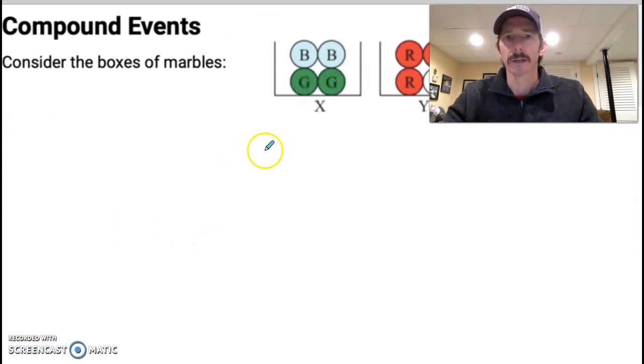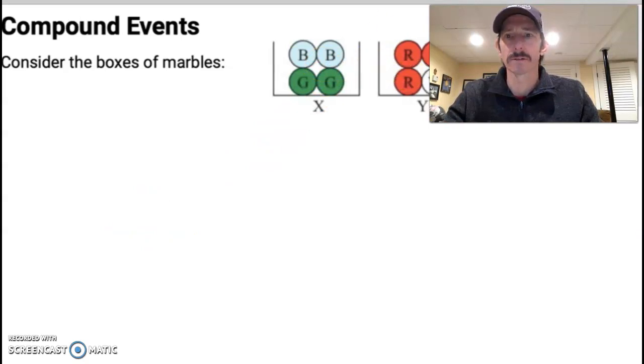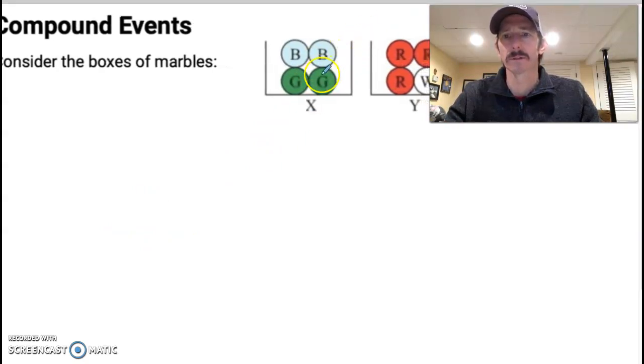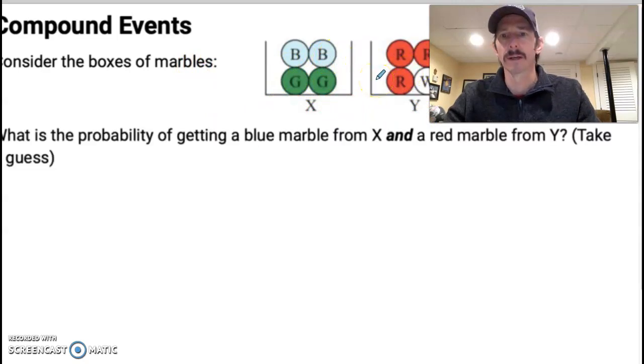So now we're going to look at the probability of getting marbles out of a box, and I can scooch this to this side a little bit so you can see what's going on. So we've got 2 boxes of marbles, box X and box Y, and you can see some are green and blue, some are red and white, and we want to find the probability of getting a blue marble from X and a red marble from Y. So you're supposed to just take a guess at what that probability would be first.